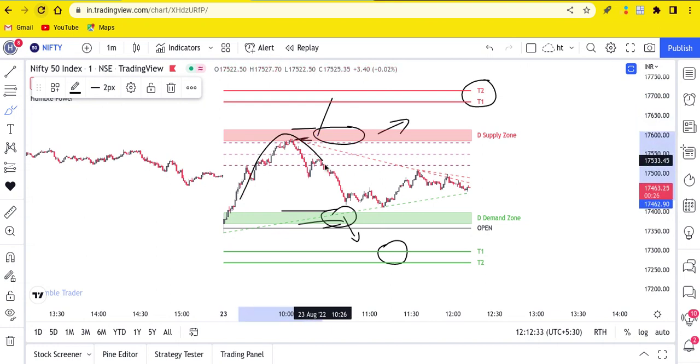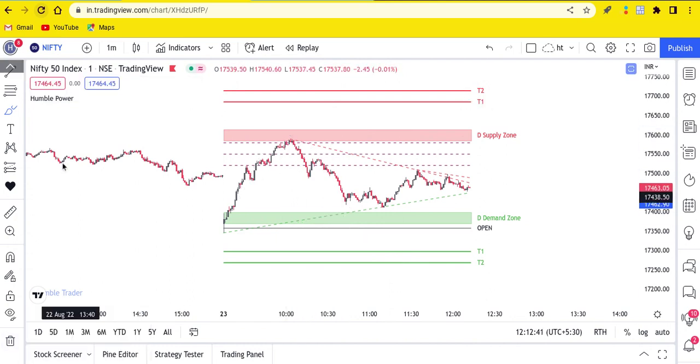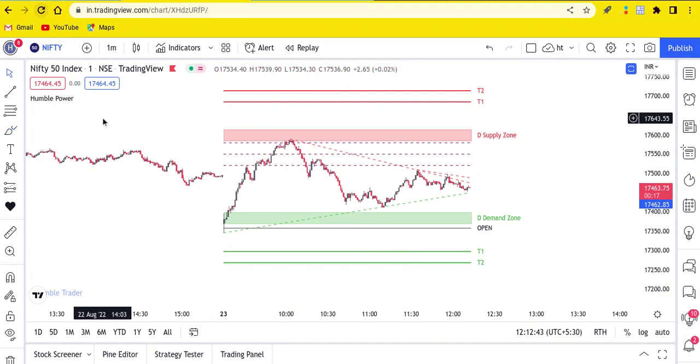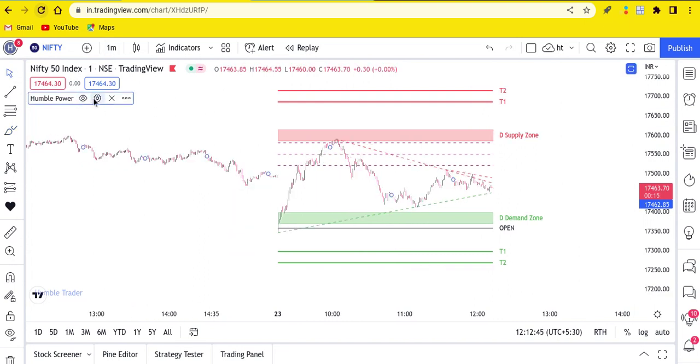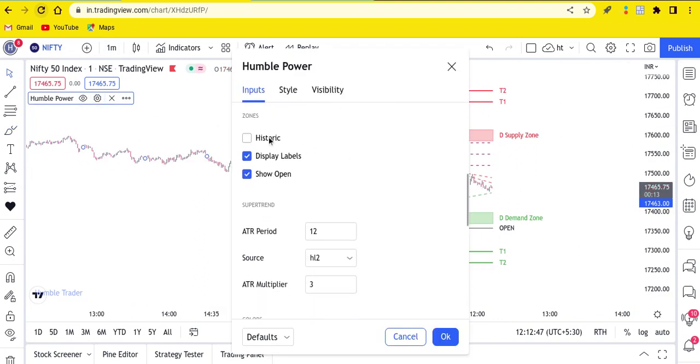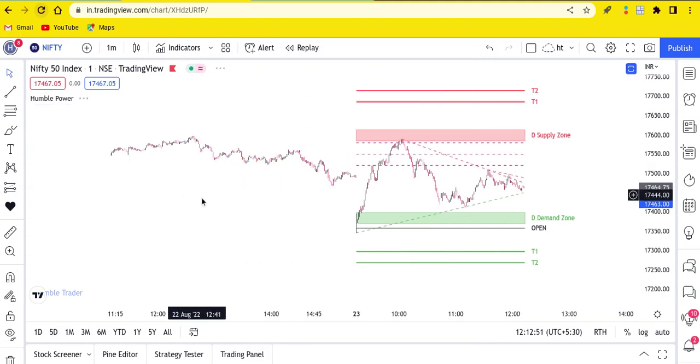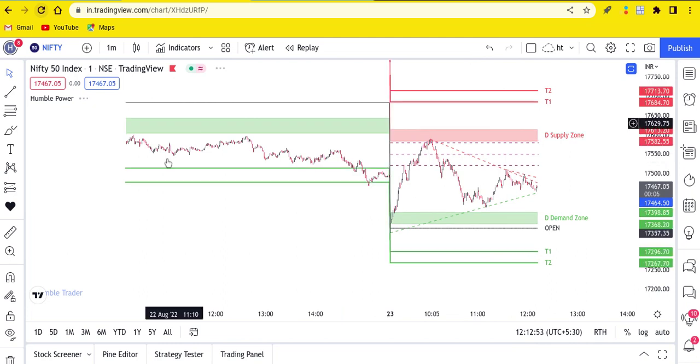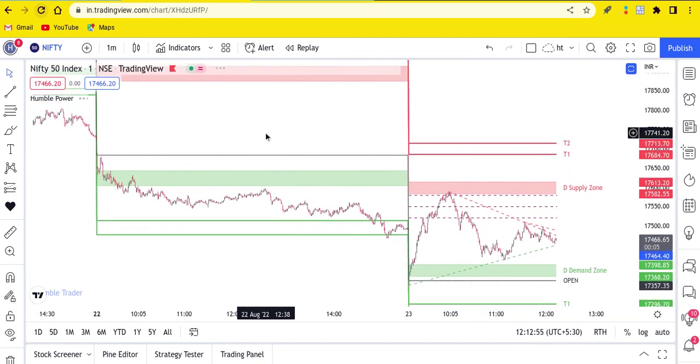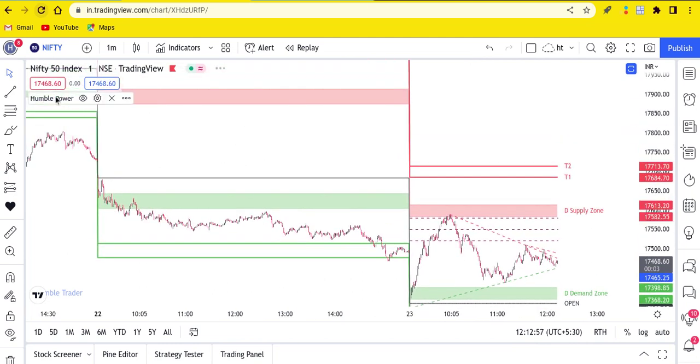And whenever you are taking a reversal entry from there, the supply zone will act as the SL area. So basically it's a very simple setup, and most of the time it really works. And if you want to do backtesting, then what you need to do is come down there and click on historic, and whenever you click on historic, it will show all the historical data that is there.